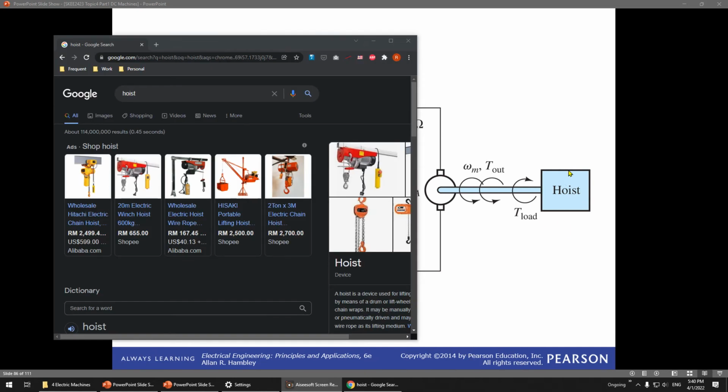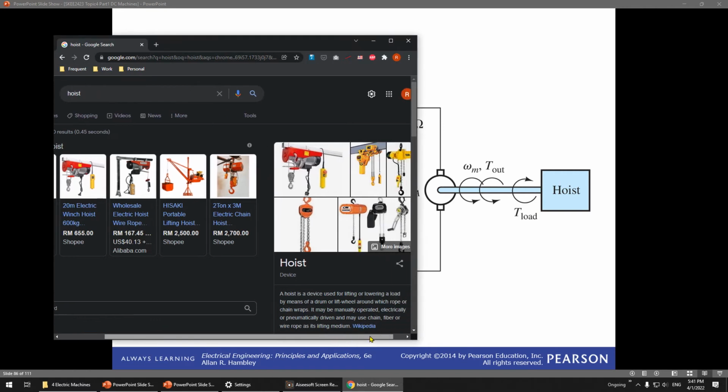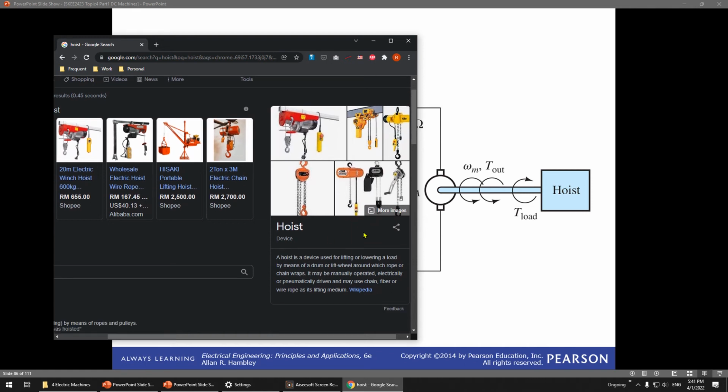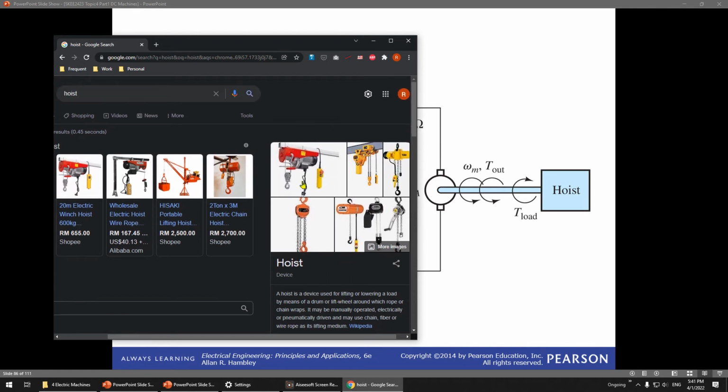For the load, the hoist, we are not mechanical students. You are not a mechanical student, so maybe you don't know what a hoist is. But this is the hoist. It's just a device for lifting something. So maybe try to find out what a hoist is.